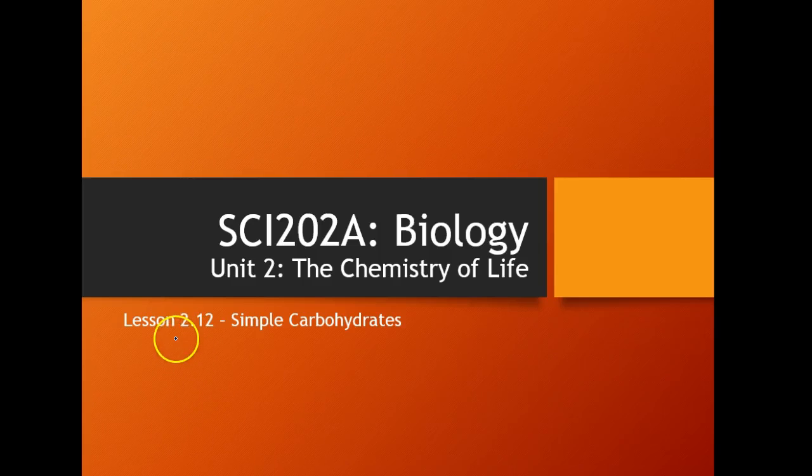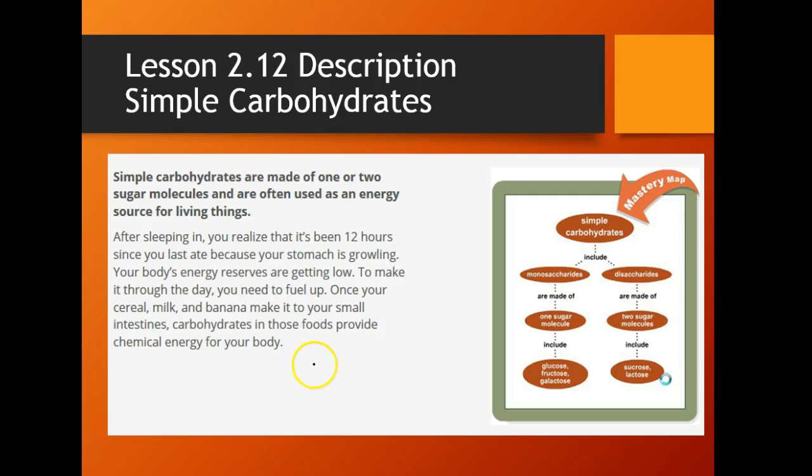Hello students, this is the lesson video for lesson 2.12 and we'll be going over simple carbohydrates. So here's a general overview about lesson 2.12. We're going to go over what simple carbohydrates are. We'll be going over two different classes. One are monosaccharides, the other are disaccharides. And some examples of each one would be glucose, fructose, and galactose. And some examples of disaccharides would be sucrose and lactose.